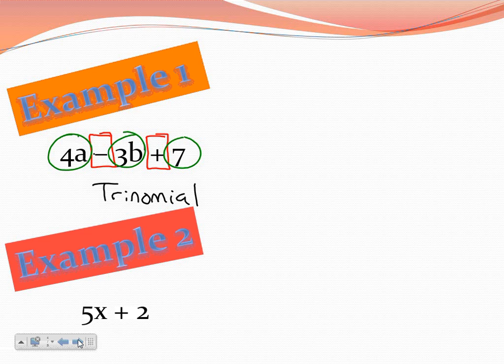How many terms do we see? 2. Very good. What's one term? 5x. What's another term? 2. This is a product. This is a number. So we would call this guy a binomial. 2 terms.